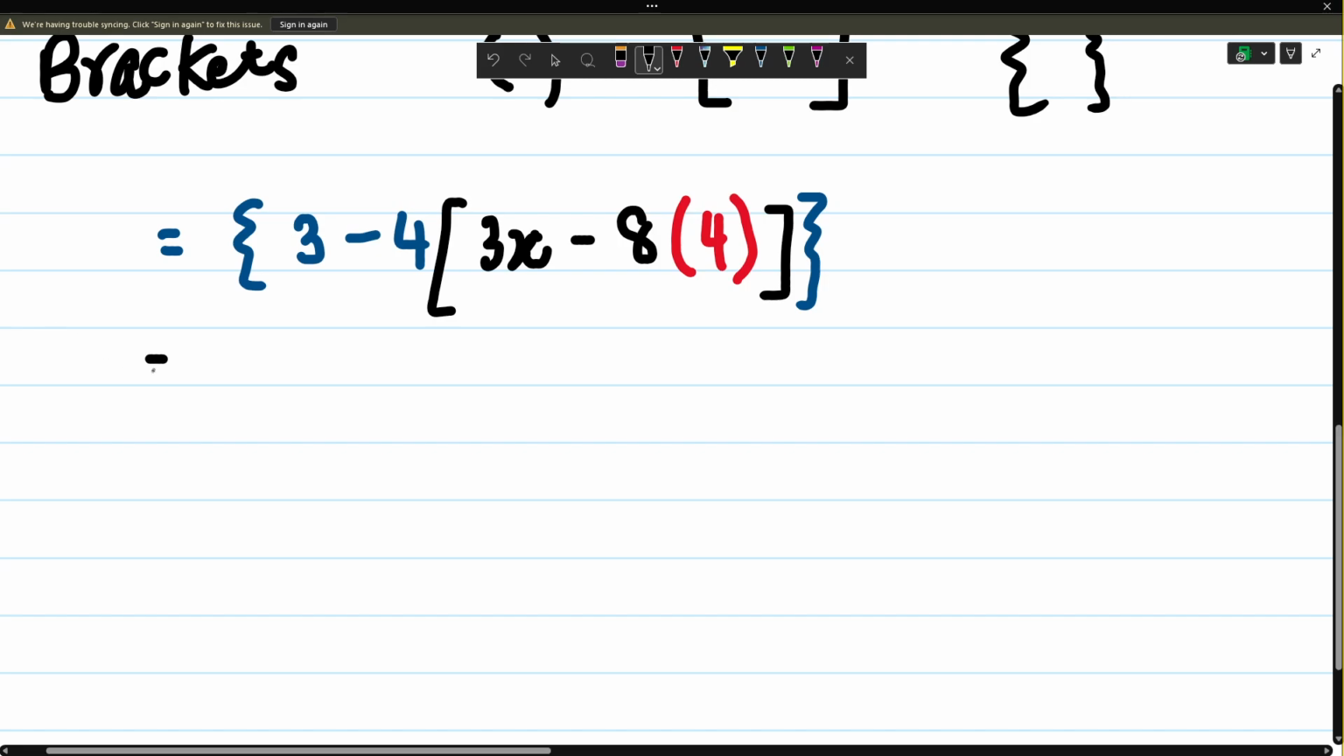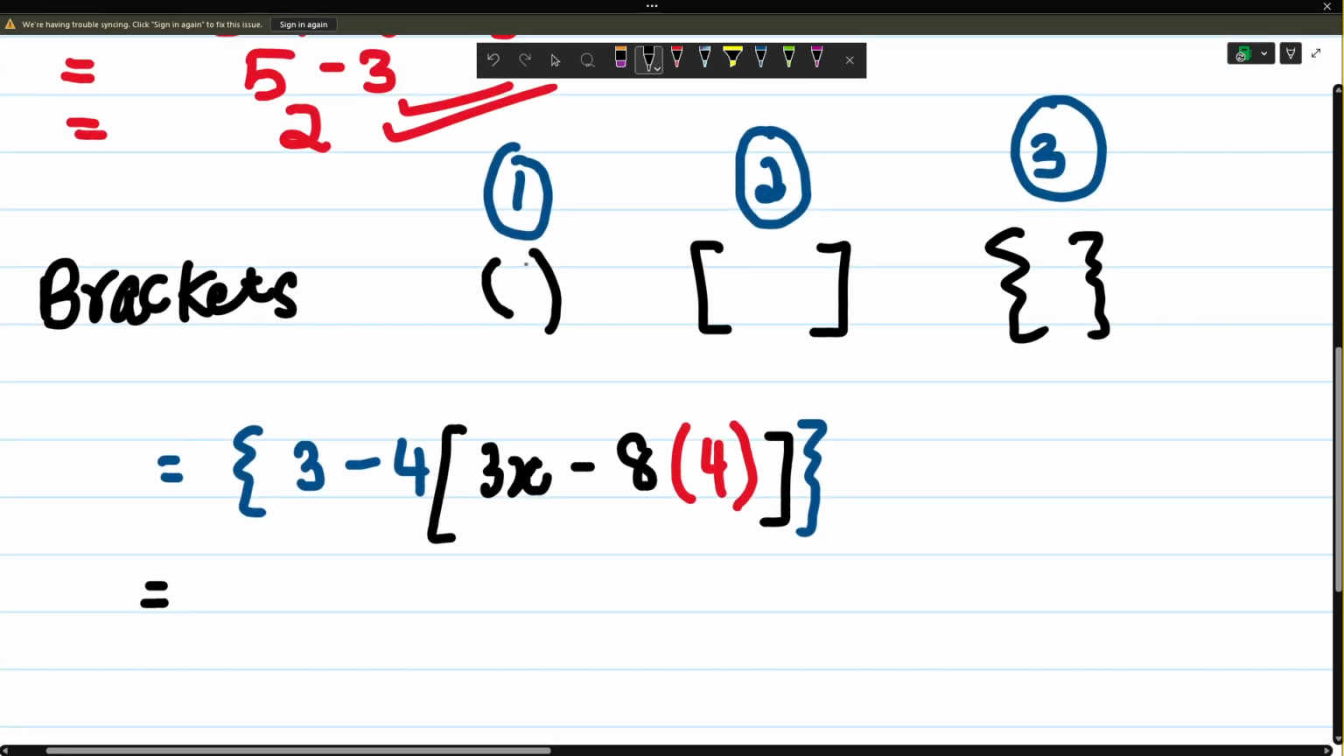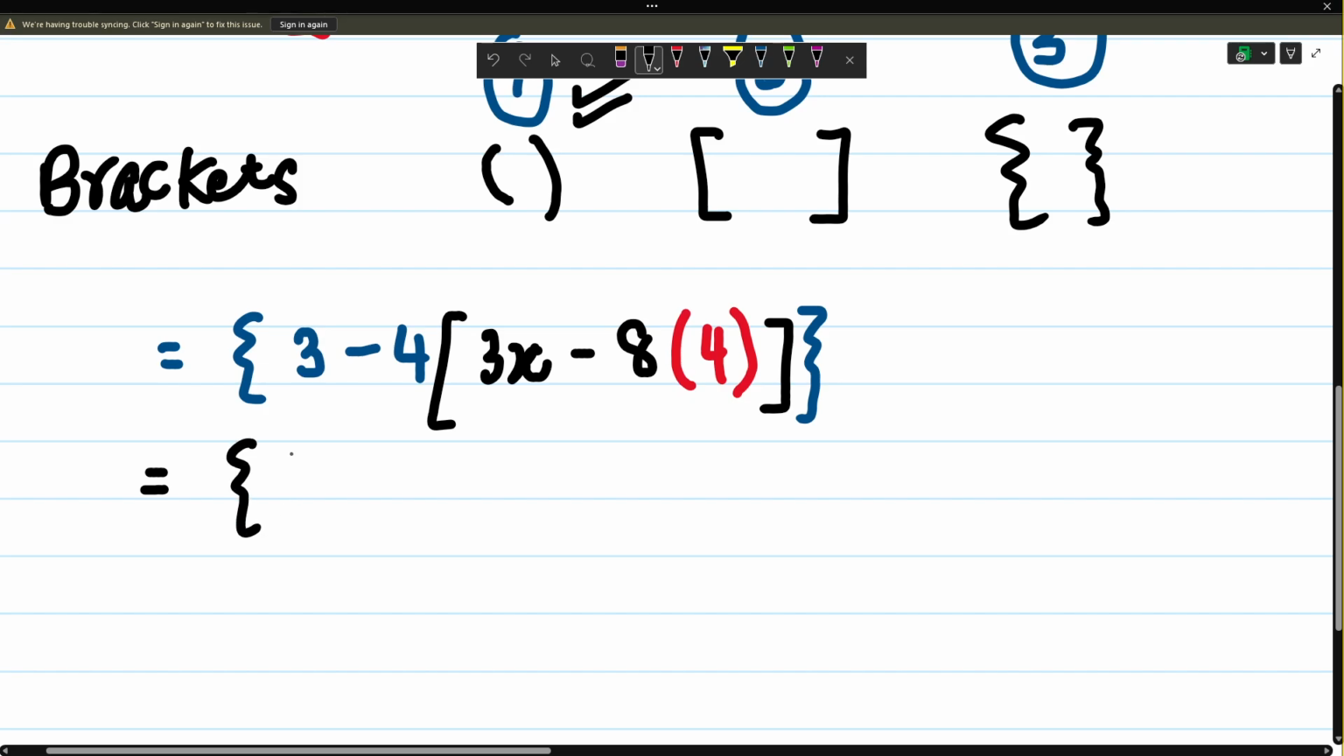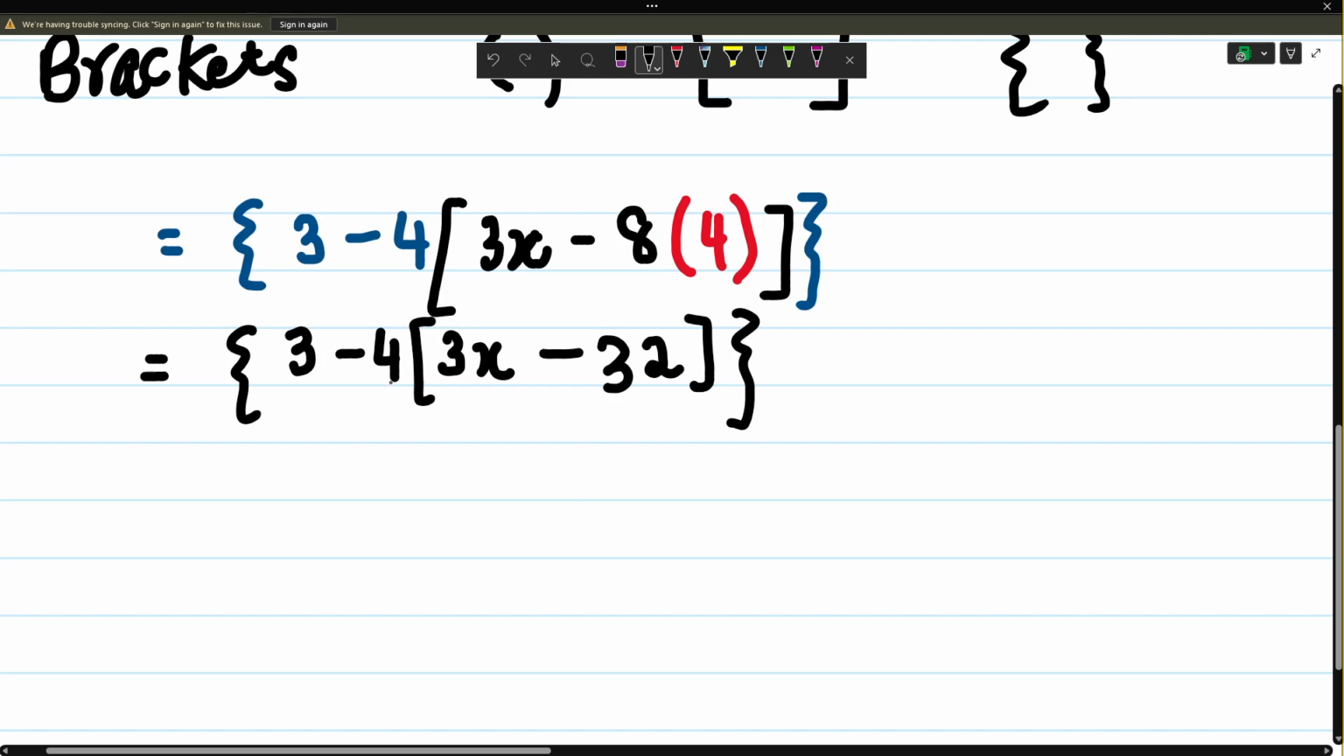So solving this, सबसे पहले आप red वाला करेंगे, because that is on priority number 1. Is this clear? Yes. So this will become 3 minus 4 3x and minus 8 4s are 32, right? Then we are going to solve the square bracket. In the square bracket, this 4 is going to multiply by both of these values. ठीक है?